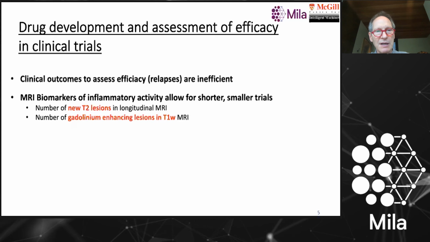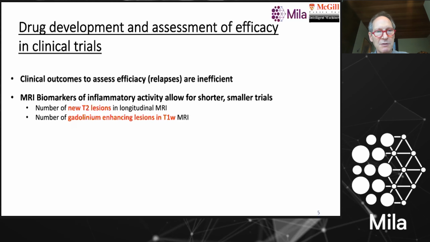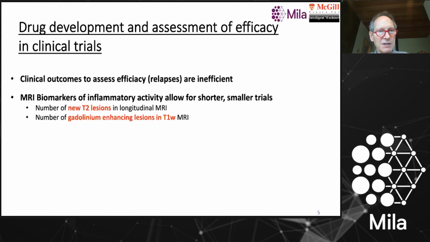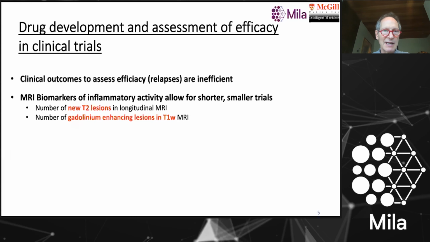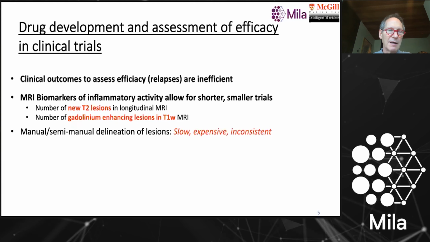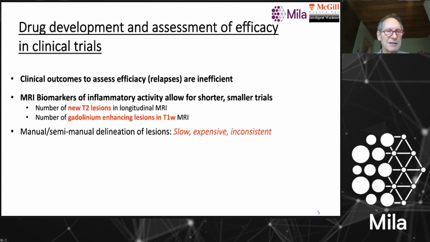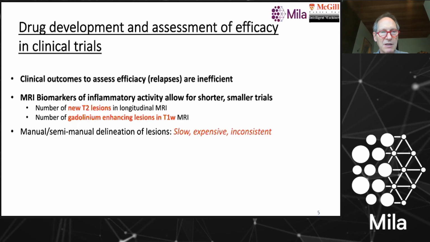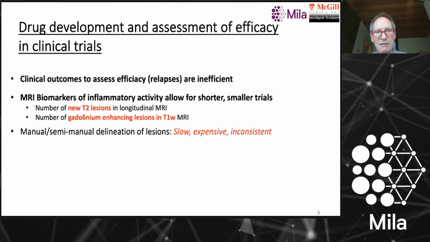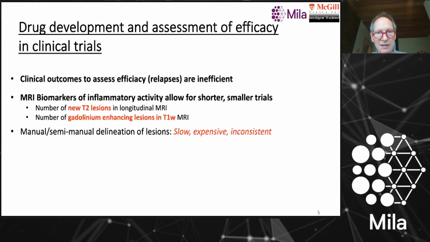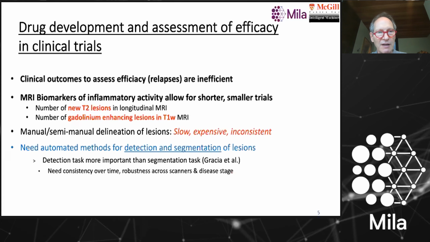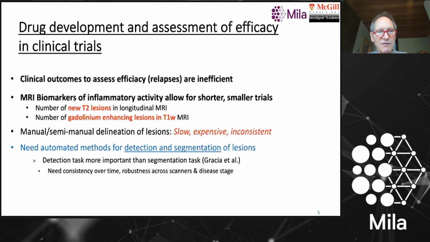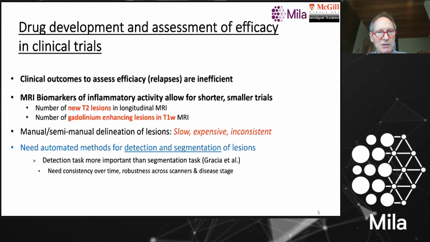And in these trials, the outcome measures that we use are usually some measure of new T2 lesion formation and some measure of gadolinium enhancing lesion formation. In the somewhat remote past now, these lesions were identified and segmented manually or with some semi-automated computer help. This was a slow process that was expensive and more importantly, inconsistent, resulting in variable data that increased the sample sizes required to show drug effect. And so there was a need for automated methods for both detection and segmentation of lesions.